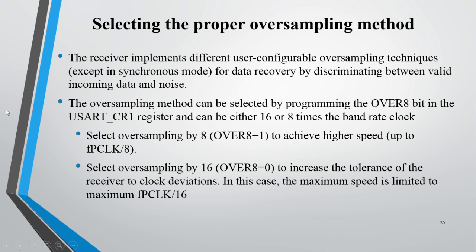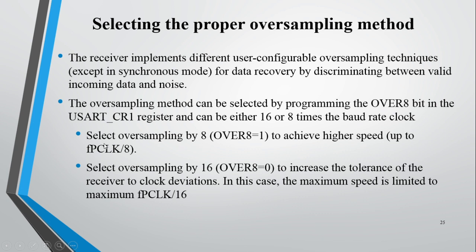So you can have oversampling by 16 or oversampling by 8. So what do you mean by oversampling? You are actually dividing the baud clock by 8 or 16. That means whenever you are receiving a bit, each bit can be sampled by 16 or by 8. So in one clock you will be receiving one bit, and each bit can be sampled 16 times or 8 times. That means you are performing the sampling 16 or 8 times faster than the baud rate clock, right?